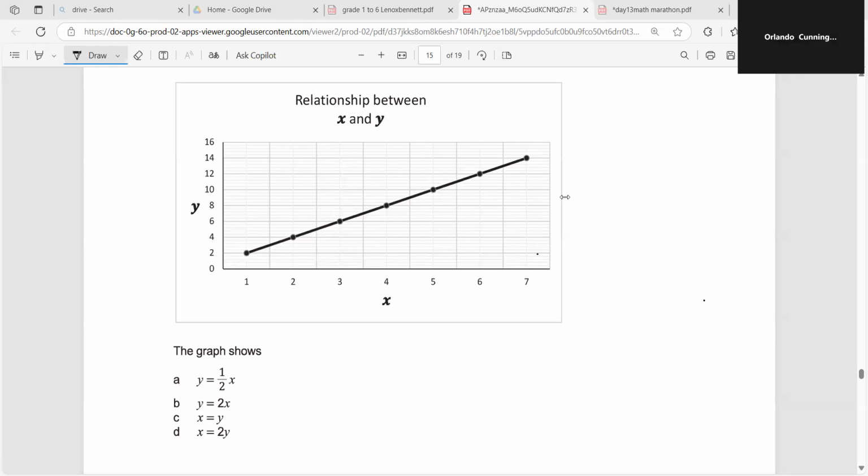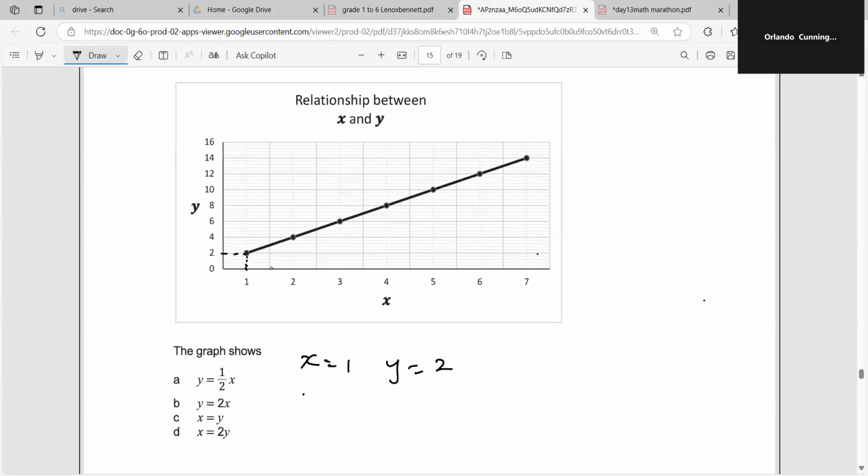Okay, so 18, the relationship between X and Y. To figure out the answer, I looked at both of them. So when X is at 1, Y is at 2. And when X is at 2, Y is at 4. So what I'm thinking is that Y is 2 times X. And when I look at the answers, I see that B, y equals 2x, makes the most sense. So when X is at 1, Y will be at 2, and it continues like that. So I would think that B will be the correct answer.